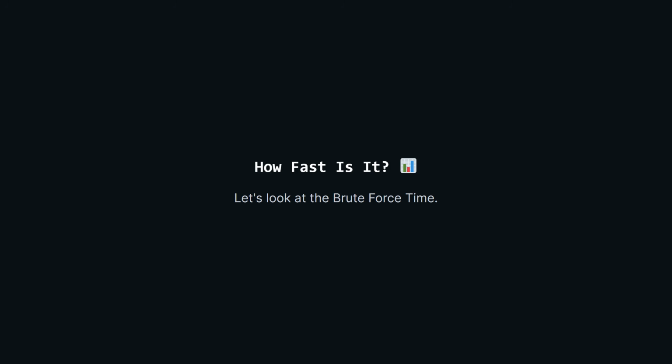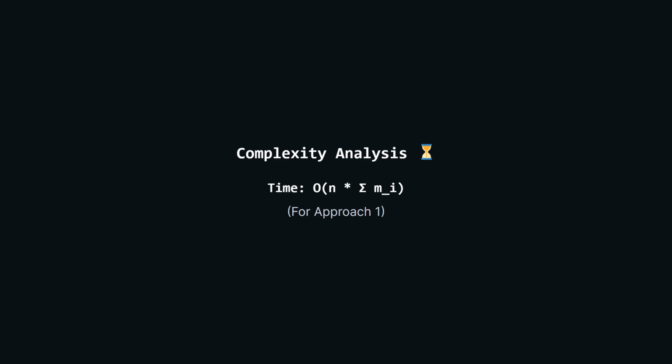Okay, let's talk about efficiency. How fast are these two approaches? Let's start with the brute force one. For the brute force method, the time complexity is big O of n times the sum of the lengths of all the patterns. Here, n represents the length of our main word. Essentially, in the worst case, we are checking every letter of the word against every letter of every pattern.